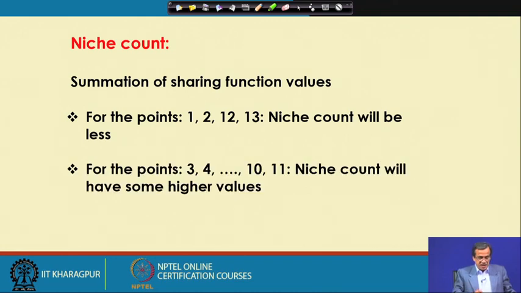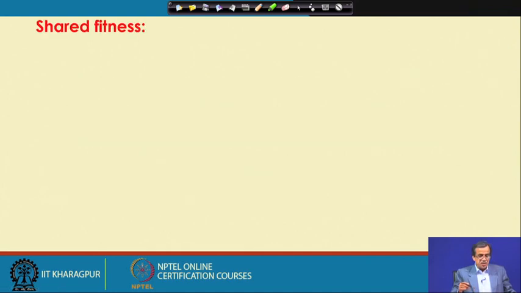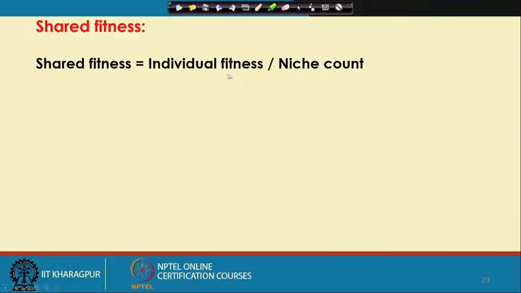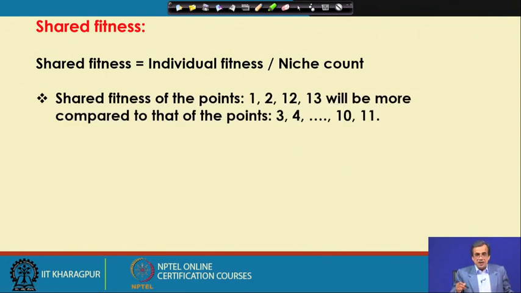So, the same thing I have written here for the points 3, 4, 10 up to 11: the niche count will have some higher values. Now, what we do is we try to calculate the shared fitness. The shared fitness is nothing but the individual fitness divided by the niche count, and we have already discussed that the niche count value for the points 1, 2, 12 and 13 will be less. That means the shared fitness for the points 1, 2, 12 and 13 will be more compared to that of the points 3, 4, 10 and 11.